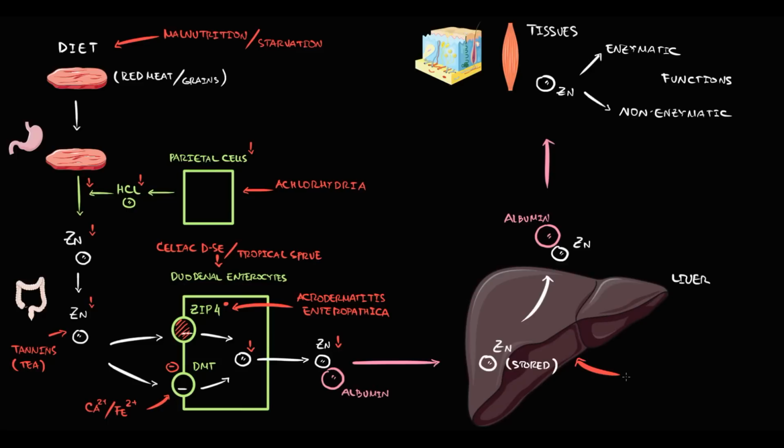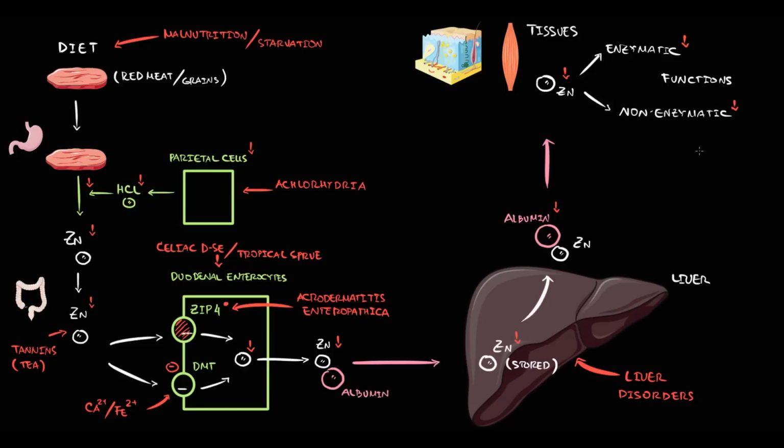Because the liver is a major storage site of zinc, chronic liver injury can also potentially cause depletion of zinc stores in our organism, which is especially relevant for patients with cirrhosis. All these conditions eventually lead to zinc deficiency in tissues, and with zinc deficiency, enzymatic and non-enzymatic zinc functions become compromised, which will cause clinical symptoms.